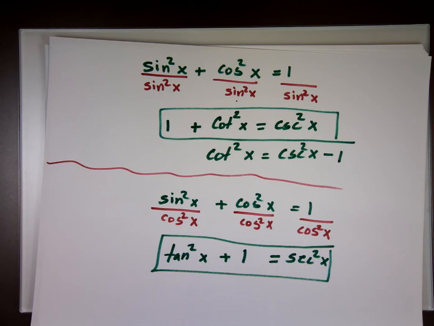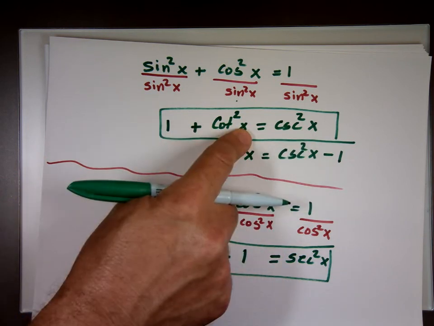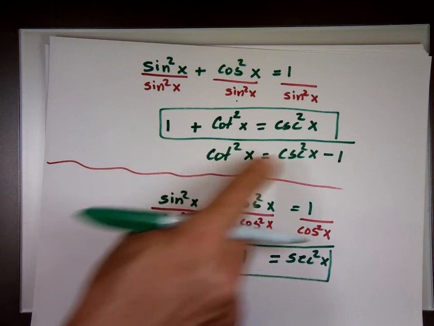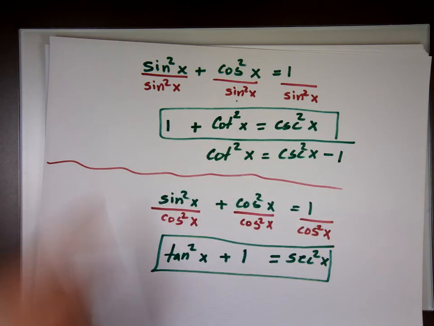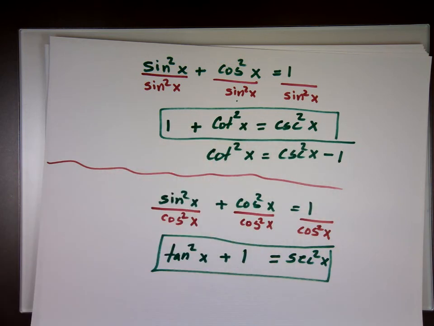You can say cosecant squared equals 1 plus cotangent squared, or when you rewrite that, cotangent squared equals cosecant squared minus 1, or 1 equals cosecant squared minus cotangent squared. Just play with the algebra. Yeah. These might come in handy down the road, you know.